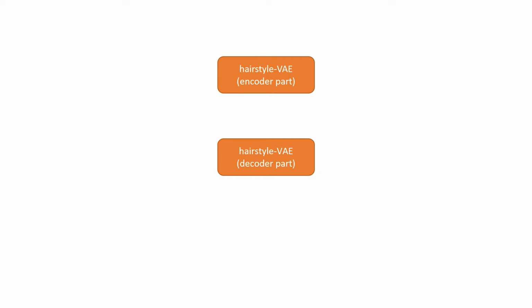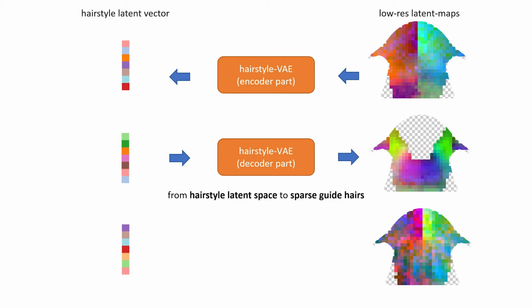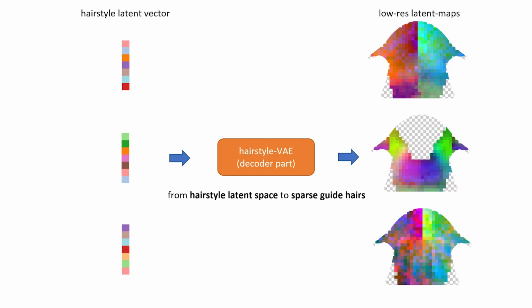The encoder learns to encode low-resolution latent maps into a latent vector, while the decoder learns to reconstruct the latent maps from the latent code. At inference, only the decoder part is kept. The latent codes are drawn from normal distribution.